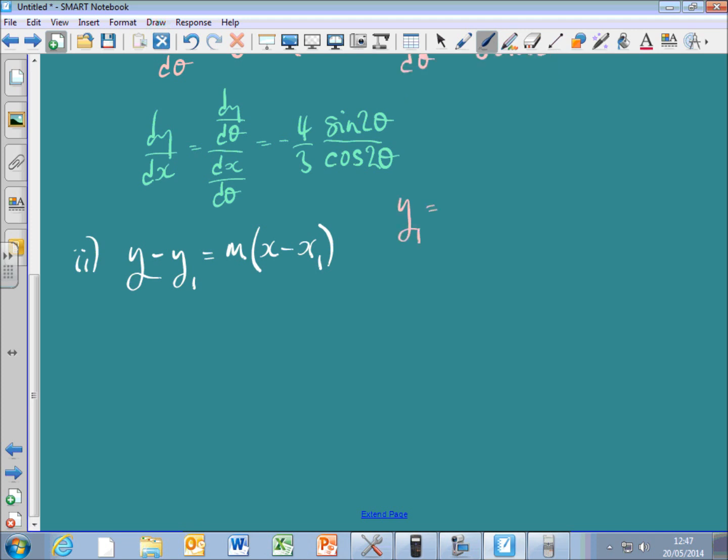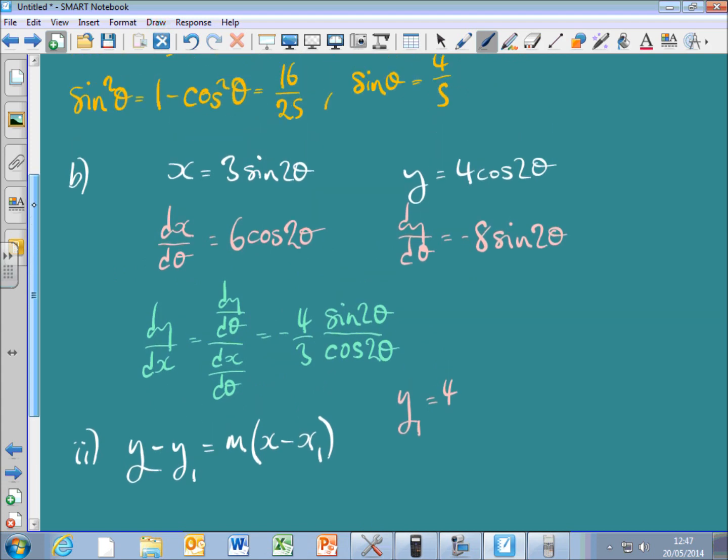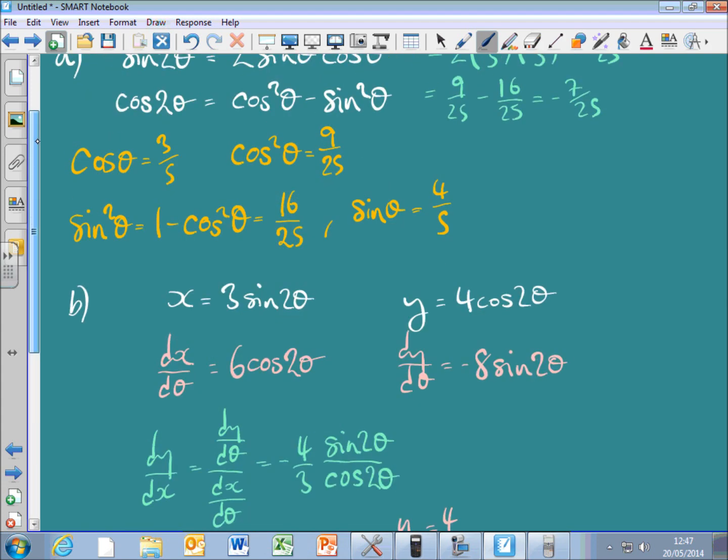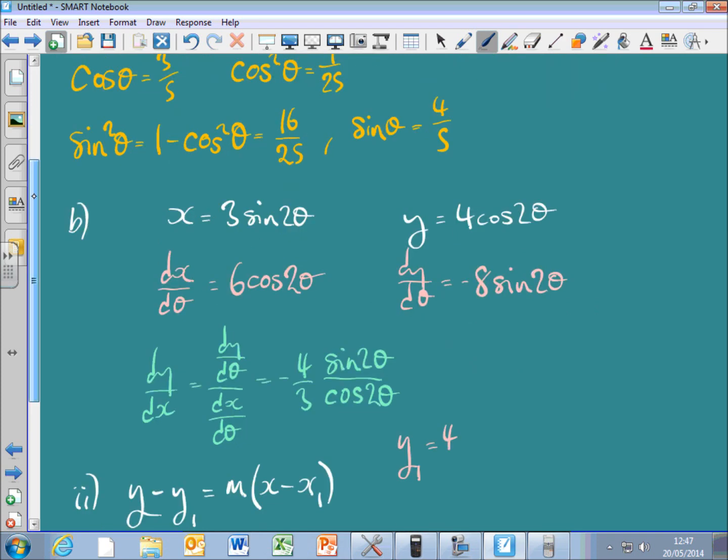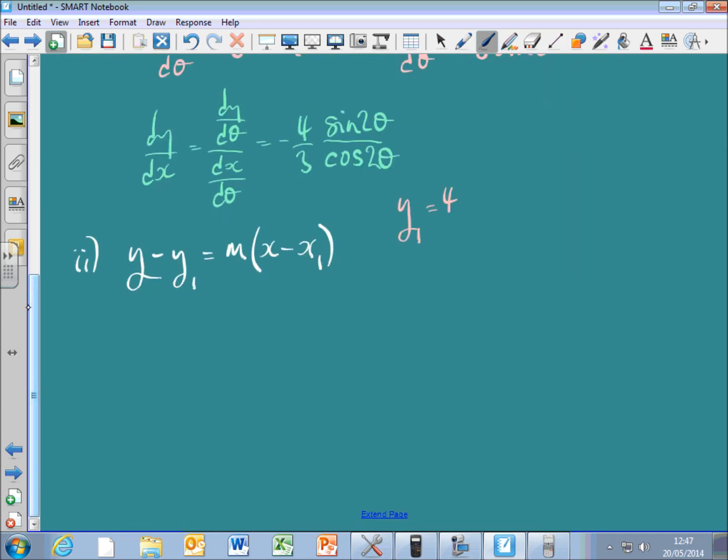y1 I can find because it tells me y equals 4 cos 2 theta. Well, I know what cos 2 theta is because I worked it out earlier. Cos 2 theta was minus 7 over 25, so this is minus 7 over 25 here. And an x value that it goes through, well, x equals 3 sine 2 theta, and sine 2 theta was 24 over 25.